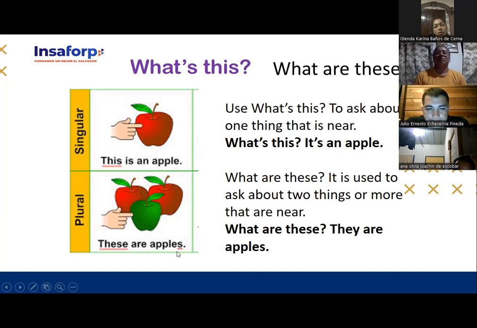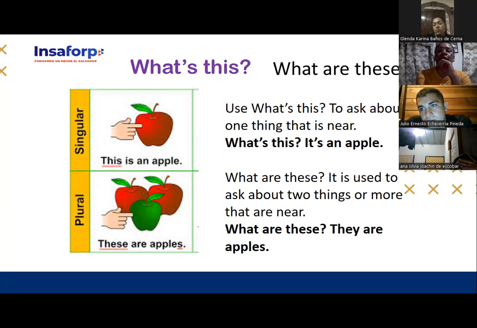These are apples, okay? So use what's this to ask about one thing, only one, but it's near. Está cerca. One thing that is near. What's this? It's an apple. It's a delicious apple, okay?